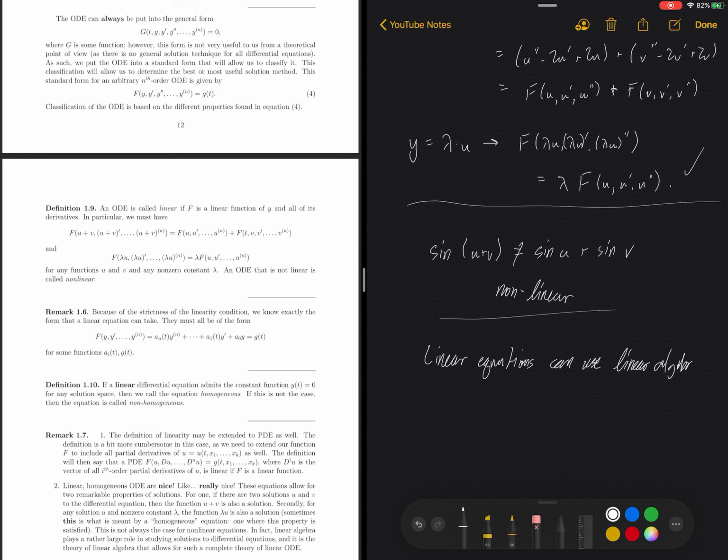Linear equations can use linear algebra. Right, and that's the biggest thing that we are going to use here. The biggest reason why certain equations are harder to solve than others is because they are nonlinear. And you'll hear this all the time: nonlinear equations, nonlinear differential equations, nonlinear systems. They are ridiculously hard to solve, notoriously hard to solve.